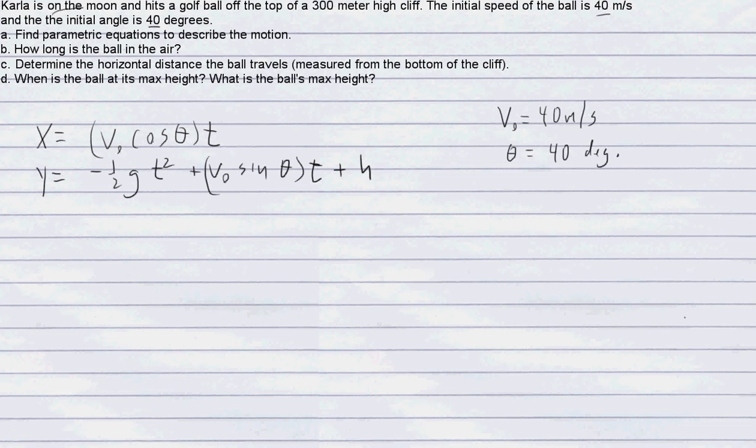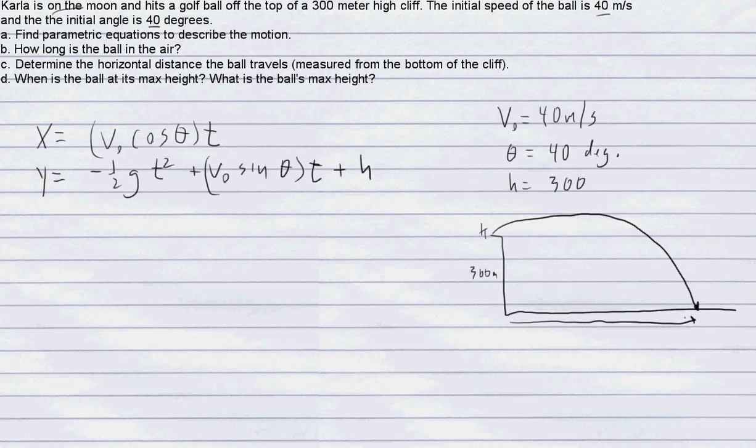Now, we're given that the initial height, rather than 0, is 300 meters, because here's the cliff. There's the lunar surface at the bottom. Here's Carla, and she's going to hit the ball. It's going to travel out and plop down here somewhere. So this is 300 meters. And how long is the ball in the air, and how far does it travel, is going to be that distance there. We'll put that back in when we get to that part.